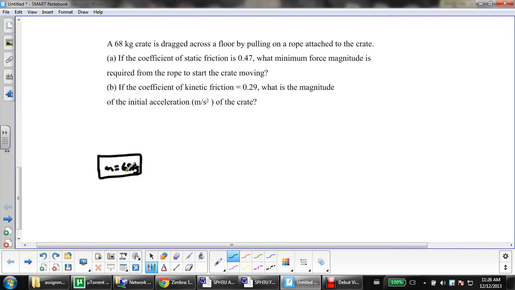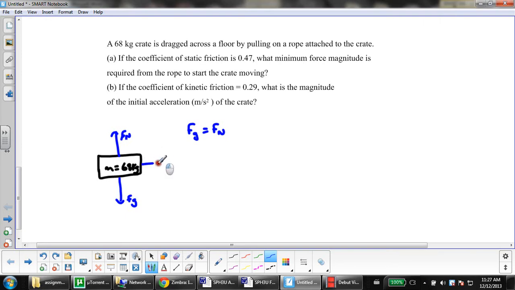What forces are acting on this crate? I'm going to draw my arrows in a different color. Well, as always, I've got force of gravity down. I've got a normal force up. And these things are equal. Fg is equal to Fn, since the crate's not jumping off the floor or going into the floor.